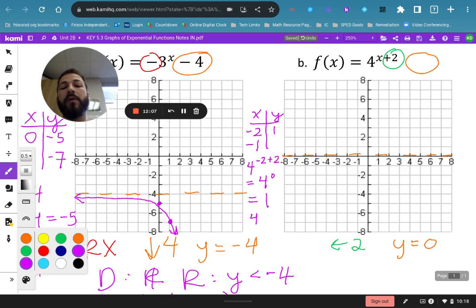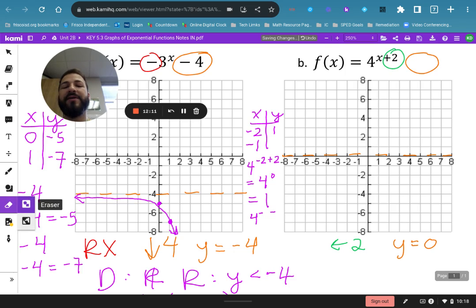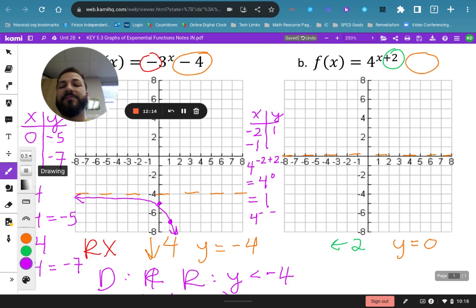And then 4 to the -1 plus 2 would be equal to 4 to the 1st, which is equal to 4. So we have 2 points. We have -2, 1, and we have -1, 4. So -2, 1, and then -1, 4.